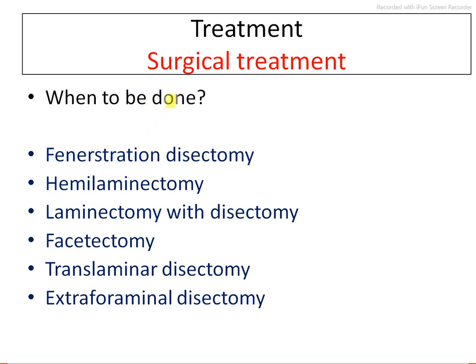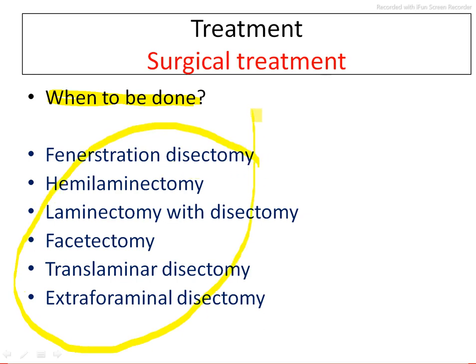Surgical treatment, when to be done? Suppose you have followed for 6 weeks, the pain of the patient does not subside, it aggravates more and more, then we go for surgery. Suppose there are features like Cauda Equina syndrome, then we go for surgery. And if the pain tends to increase and increase, then we go for surgery. So what are the different modalities? These are the different modalities which you can see here.